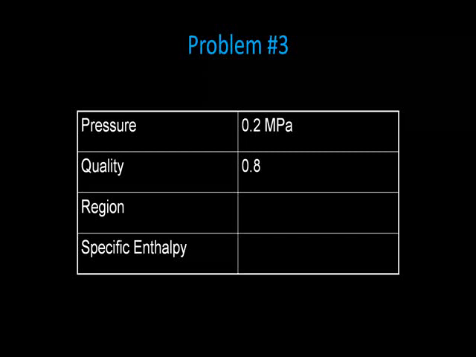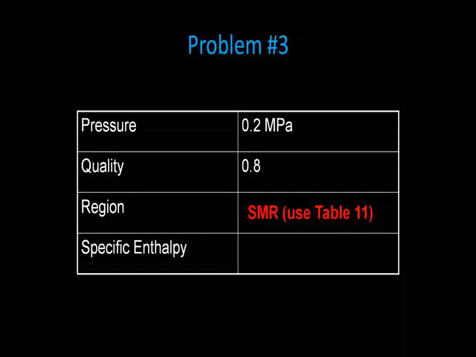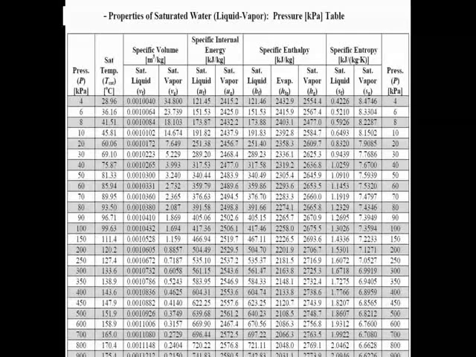Alright, for the third one, we're given a pressure of 0.2 megapascals, and this time we're given a quality of 0.8. If they give you a quality, quality only exists in the saturated mixture region. So we know right off the bat that this has to be in the mixture region. We're going to use table 11 because we only have pressure, we don't have temperature, and we have quality.